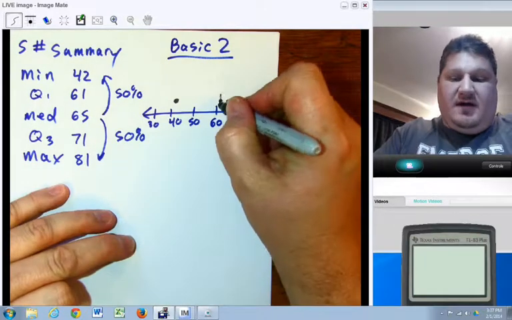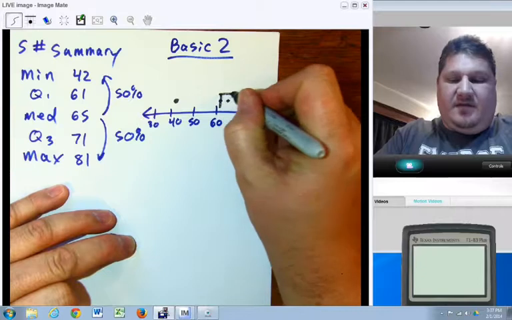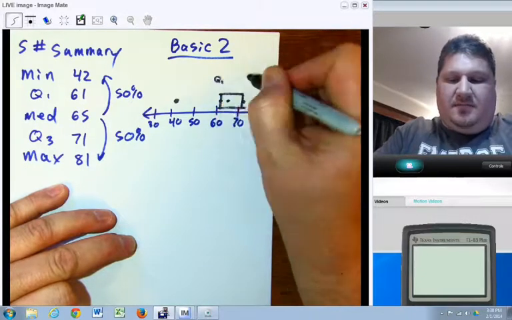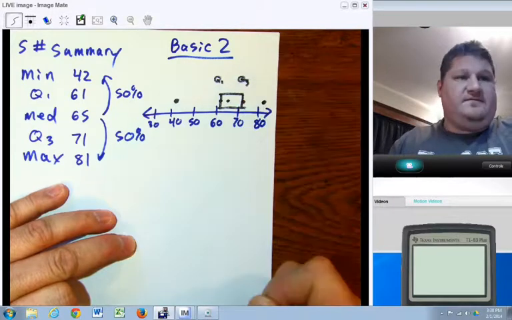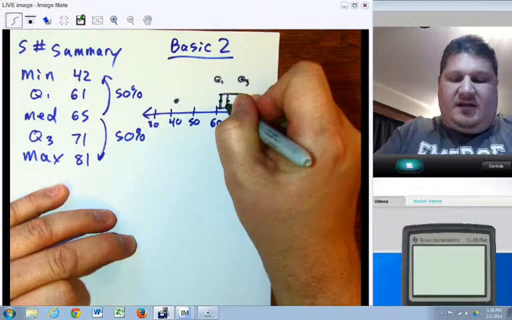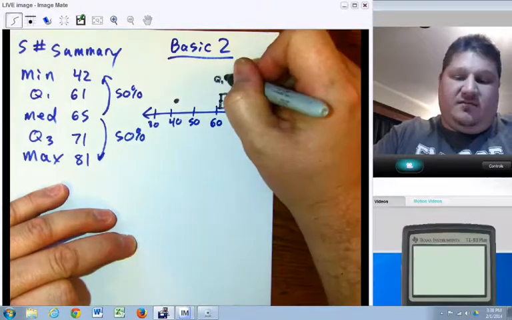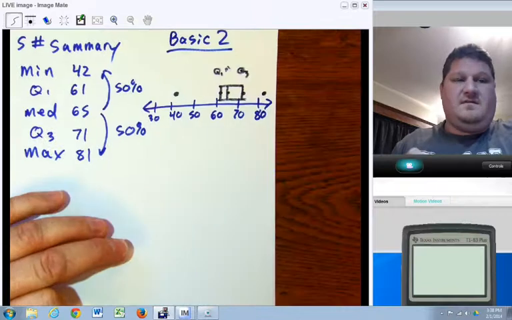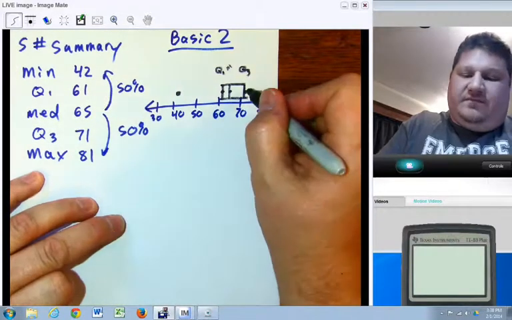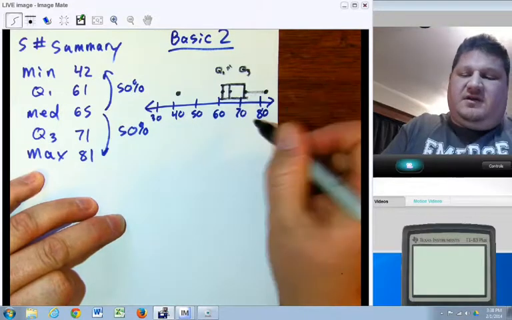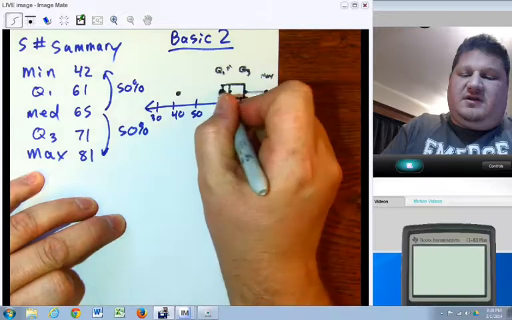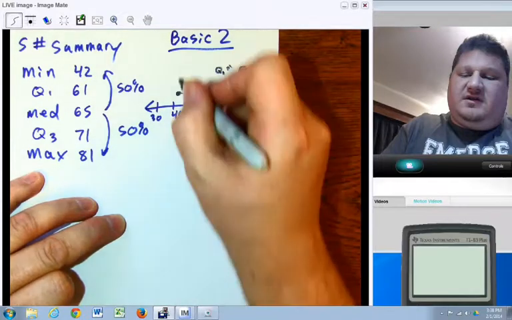We're going to make a box. That box goes from Q1 to Q3. And we're going to put a vertical slash right down through the median. Then we can draw a line from Q3 to the max, and one line from Q1 to the min.